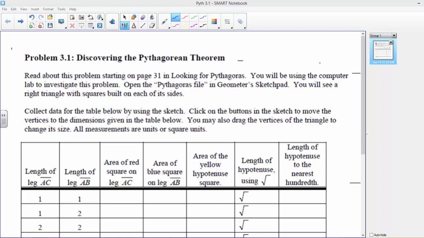You can use this new method to check that you did it right, but you do need to be able to draw squares tilted, find the areas of them, and the side length using dot paper. But this is so cool. You're going to get excited. So this is where we are in your packet, problem 3.1, and this says discovering the Pythagorean theorem.